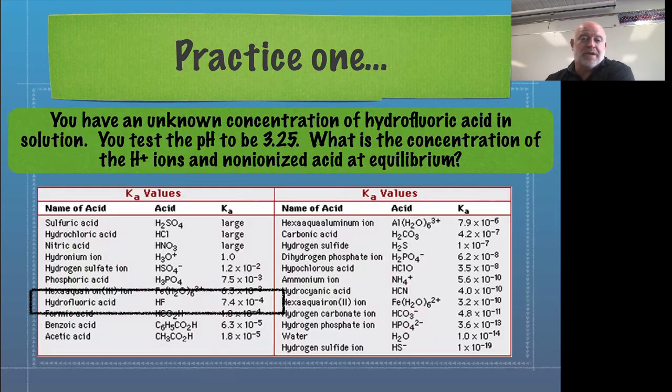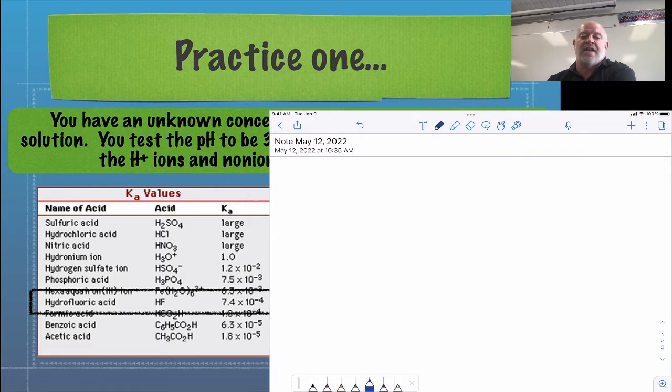All right, so let's do this little practice problem with it. So here's our problem. We have an unknown concentration of hydrofluoric acid in solution. So someone made some hydrofluoric acid up, didn't measure this concentration. We have no idea what it is. But we test the pH to be 3.25. So what we want to solve for is the concentration of the hydrogen ions and the non-ionized acid at that equilibrium, okay? So let's write down what we know and let's solve this thing.